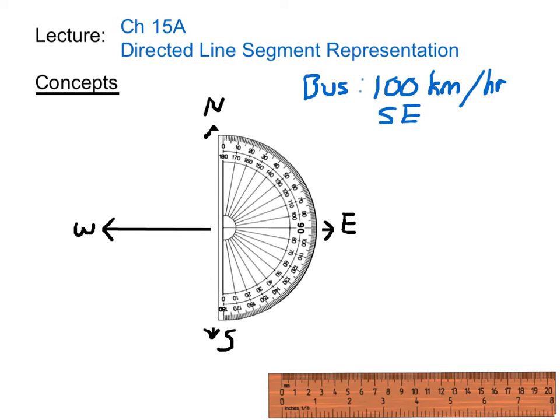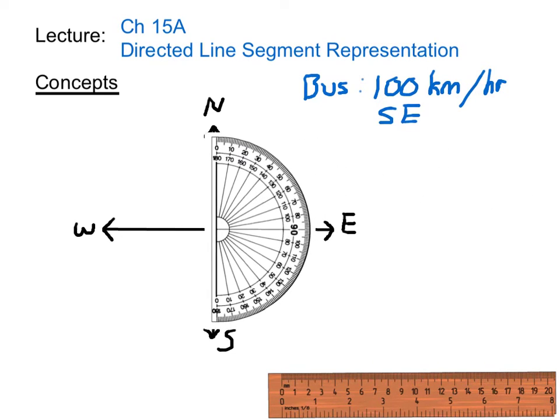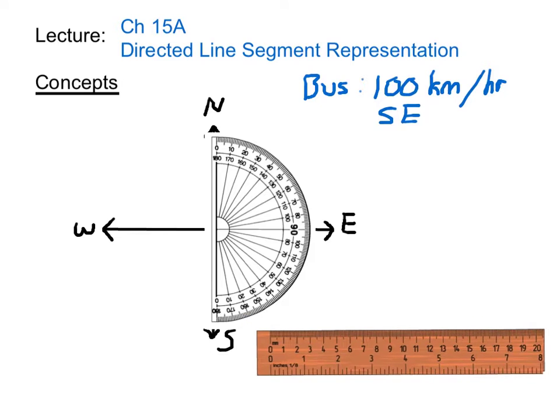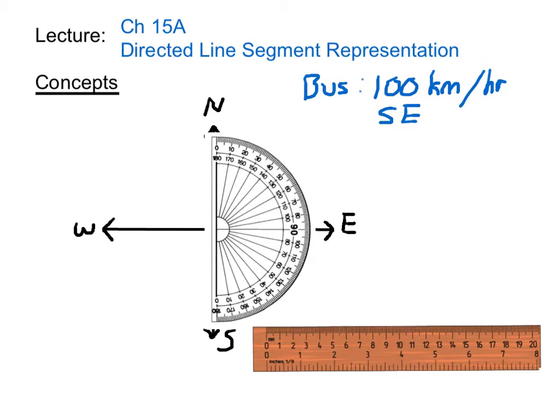I can draw exactly 45 degrees in that direction using a protractor, and I can use a ruler to draw a scaled arrow to represent the speed of the bus. In this case, we'll set a scale of 1 centimeter equals 50 kilometers an hour. Therefore, we know that we have to draw an arrow that is 2 centimeters.